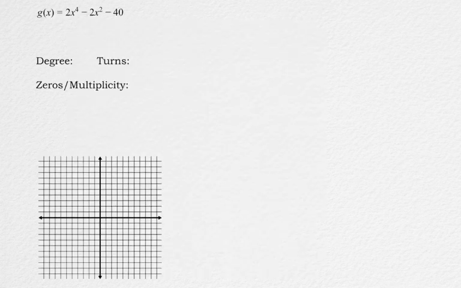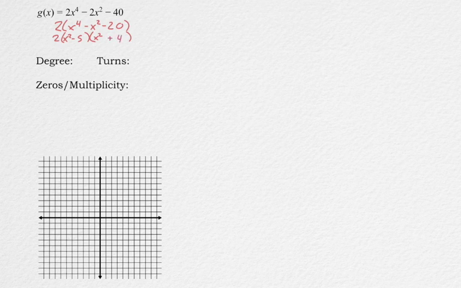Let's see what we can do with g of x. So now I'm going to pull a 2 out of every one of these terms, and that would leave me with x to the 4th minus x squared minus 20. And then let's see what I can do with what's left here. So I think I can factor this into x squared and x squared. And then, let's see, I think if I do minus 5 and plus 4, that would give me negative 20 if I multiply them, and yep, negative 1 if I added them.